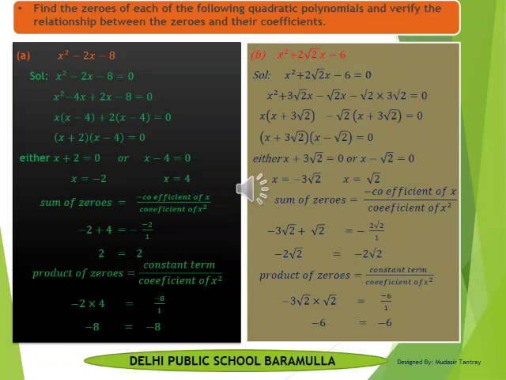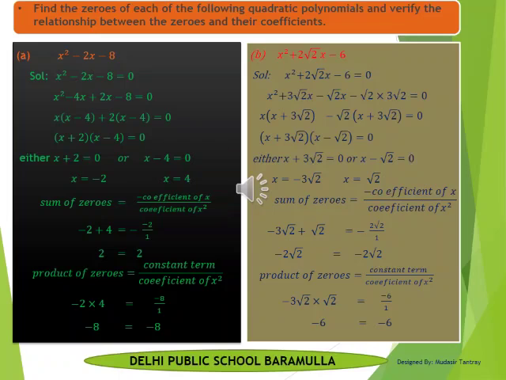Part B. x square plus 2 under root 2x minus 6. Solution: x square plus 2 under root 2x minus 6 is equal to 0. We have to split 2 under root 2x into 3 under root 2x minus under root 2x. Instead of 6, we can write under root 2 into 3 under root 2, because 3 into under root 2 into under root 2 becomes under root 2 whole square, that is 2, then 3 into 2 is equal to 6.